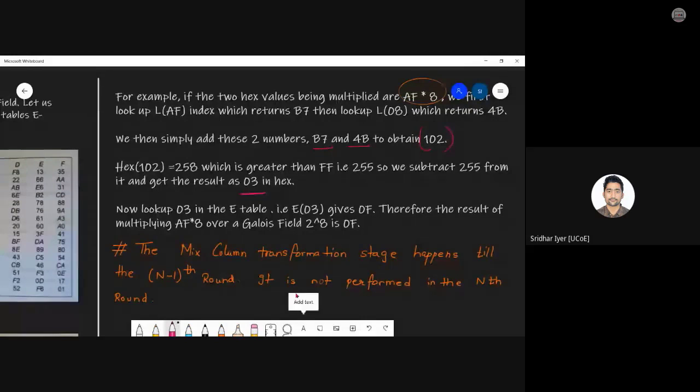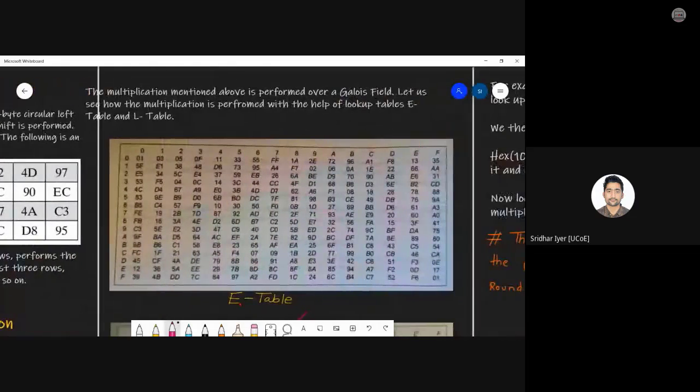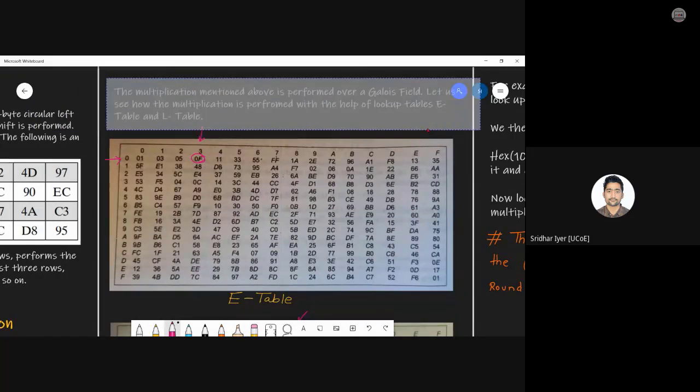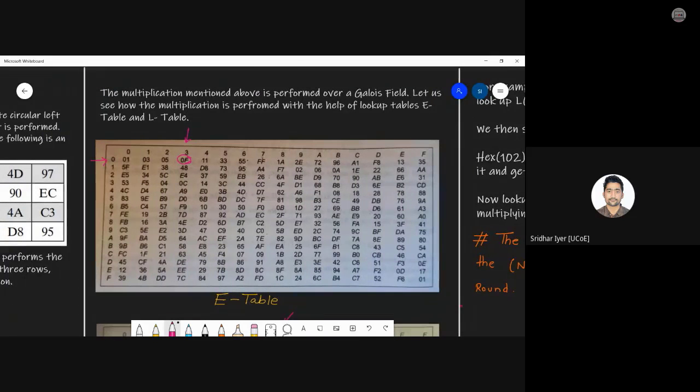Now it is very simple. You have got the value as 03. Check that in this E table, 0 over here, 3 over here. Whatever you will get as answer, that is your multiplication result. That is AF into 8 in Galois field 2 raised to 8 will be represented as 0F.